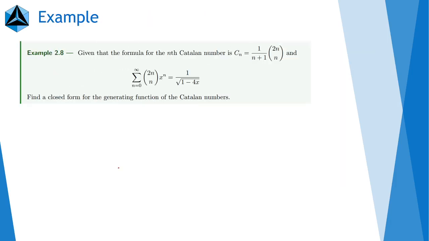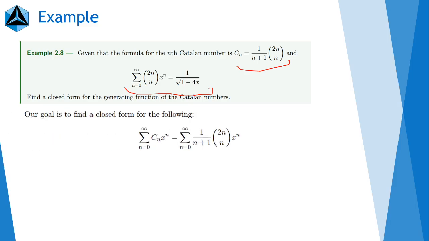So let's cover a quick example with that. We're going back to those two generating functions that I said could be related. Given that the formula for the nth Catalan number is c sub n equals 1 over n plus 1 times 2n choose n, and we're given this summation, as you can remember, the summation from n equals 0 to infinity of 2n choose n x to the n is equal to 1 over square root of 1 minus 4x. Find a closed form for the generating function of the Catalan numbers. So our goal is to find a closed form for the following.